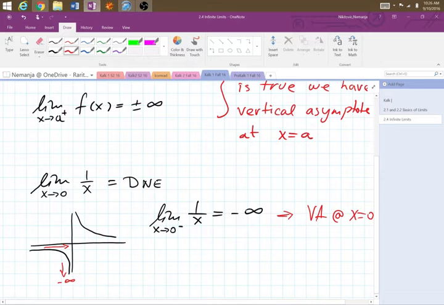That was enough. But you know what? Let's do the right approach as well. So the limit as x goes to 0 plus of 1 over x is positive infinity, which is also enough for us to claim that there is a vertical asymptote at x equals 0. There is no need to do both. One is sufficient when you have it like this.